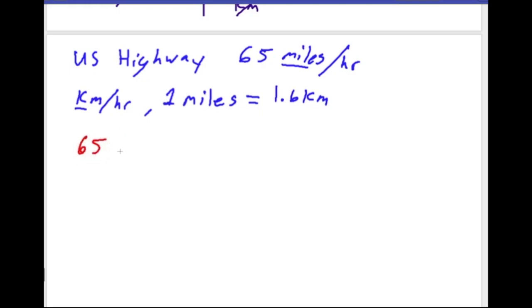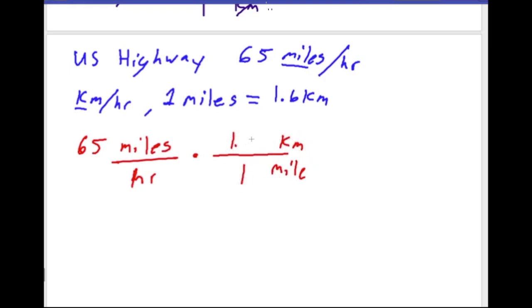We have 65 miles over hours. And then again, we have miles on top here. We want to get rid of those. So that means that we need miles on the bottom. And we want kilometers, so we're going to put kilometers on top. How many miles? 1. How many kilometers? 1.6. Go ahead and multiply through. Miles cancels out. Kilometers we still have, and we still have hours. So therefore, we're going to end up with 104 kilometers on top and hours on the bottom.